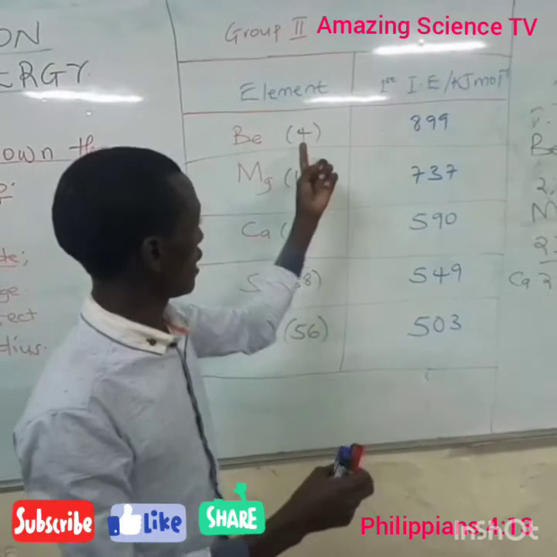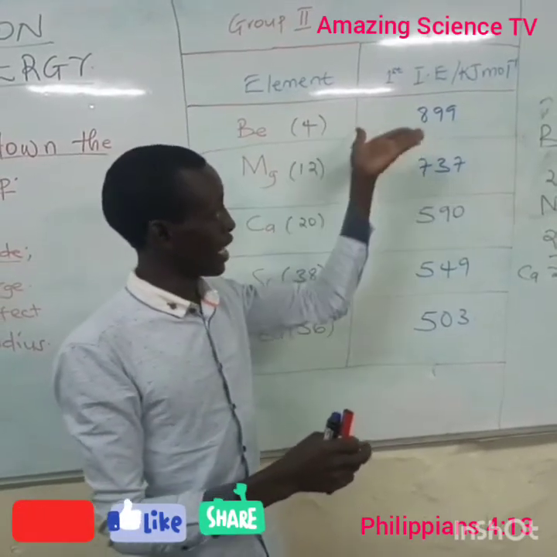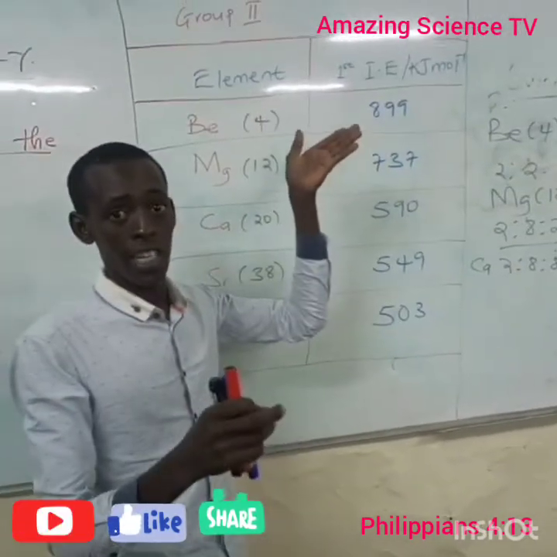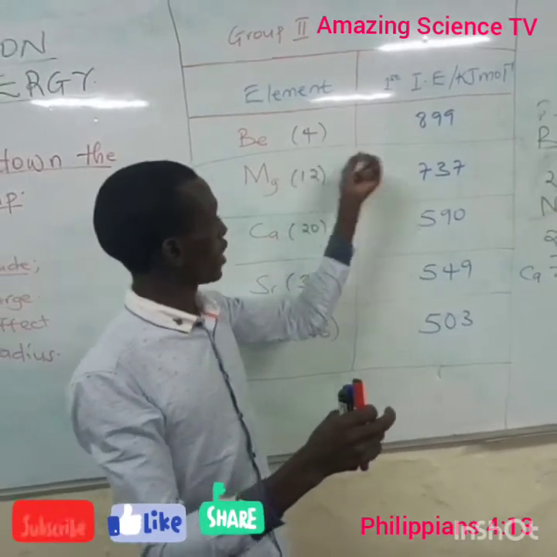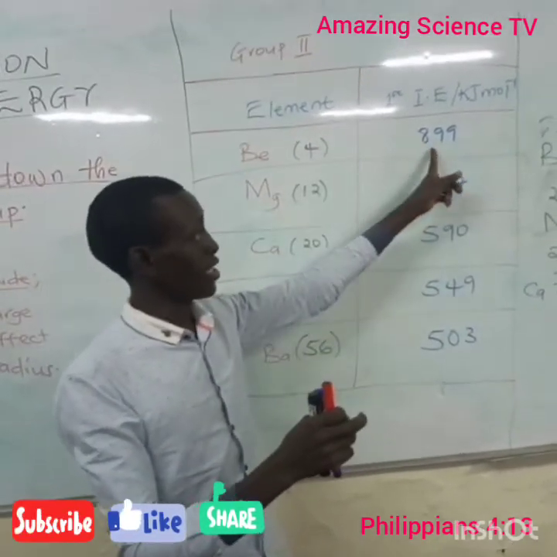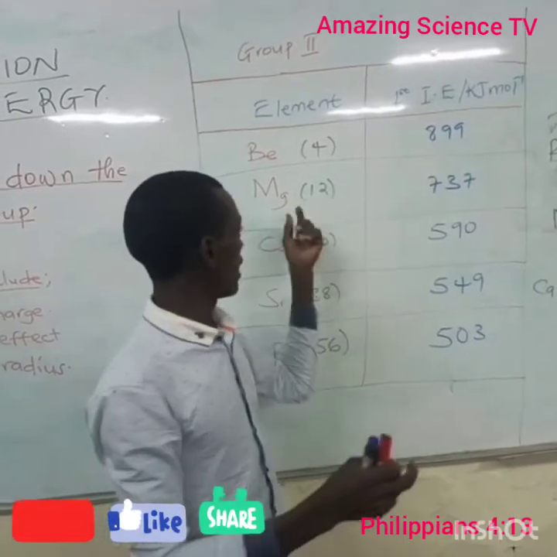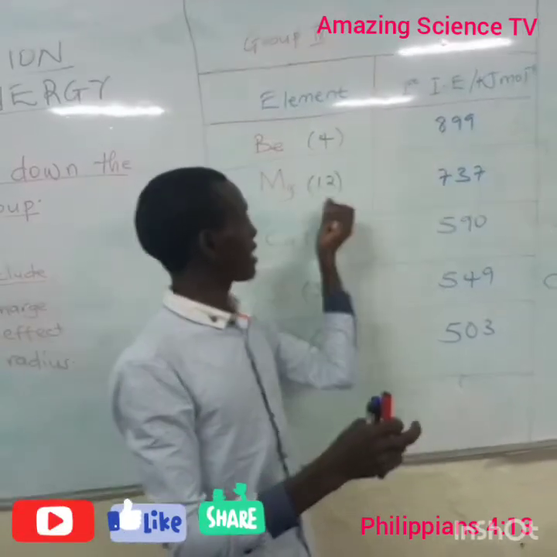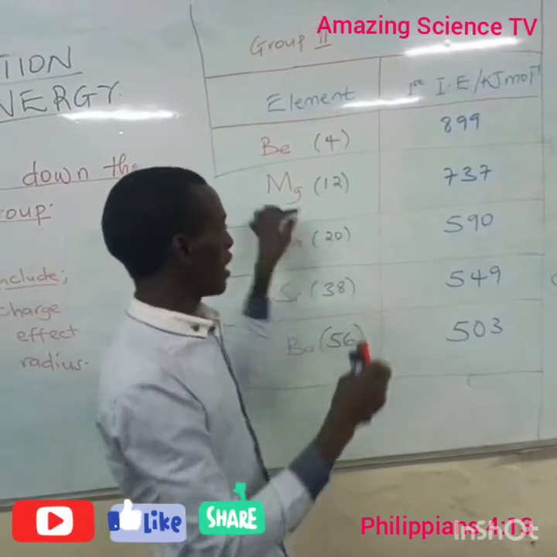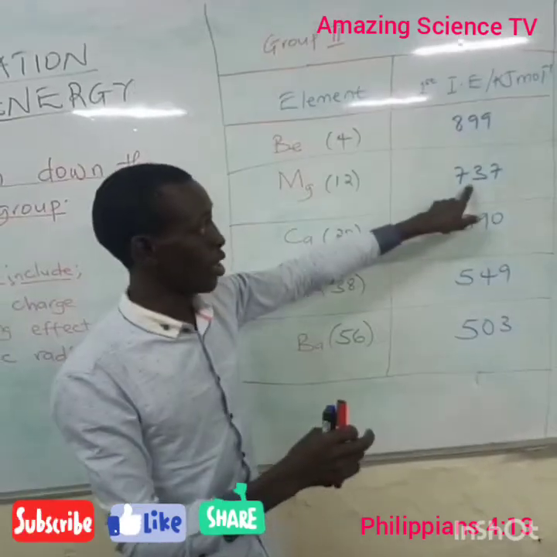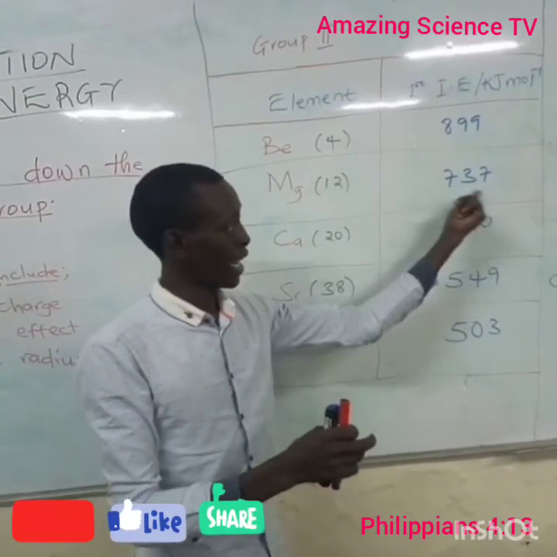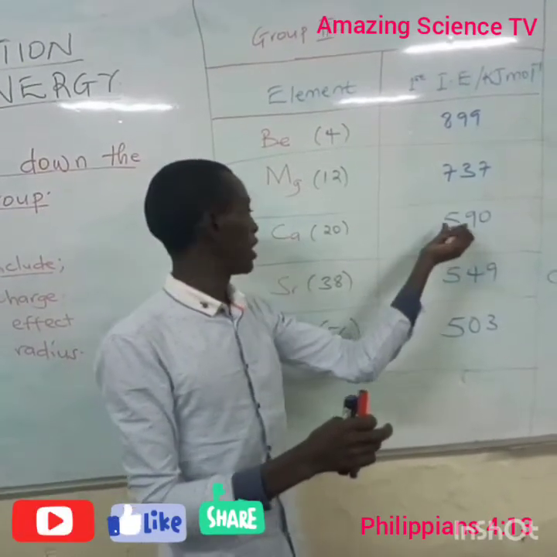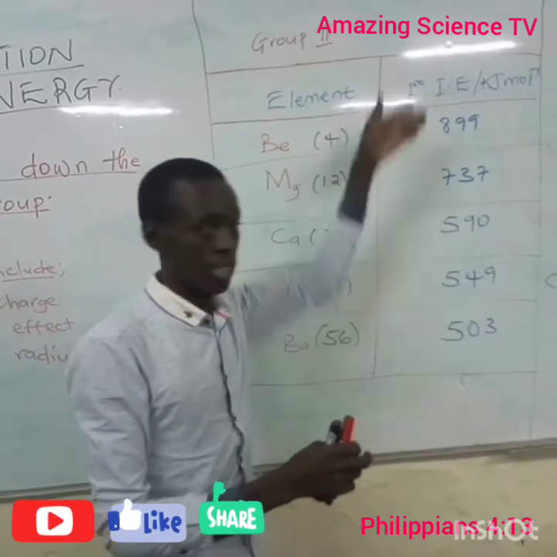That's why we see that beryllium's atomic radius is small, and since the atomic radius is small, the ionization energy is too high. Then magnesium also has a small atomic radius, slightly larger. That's why we see it has a higher ionization energy compared to calcium, and that's why the trend follows that way.